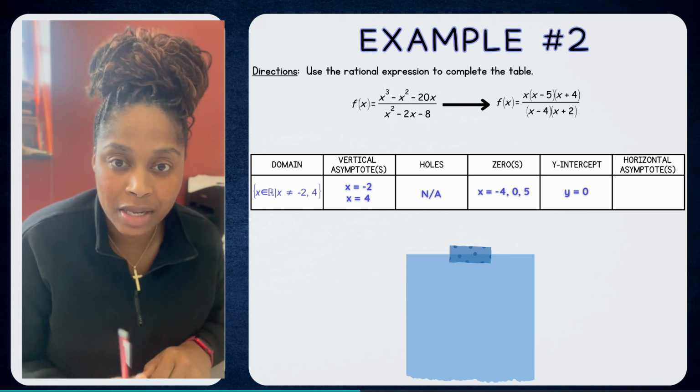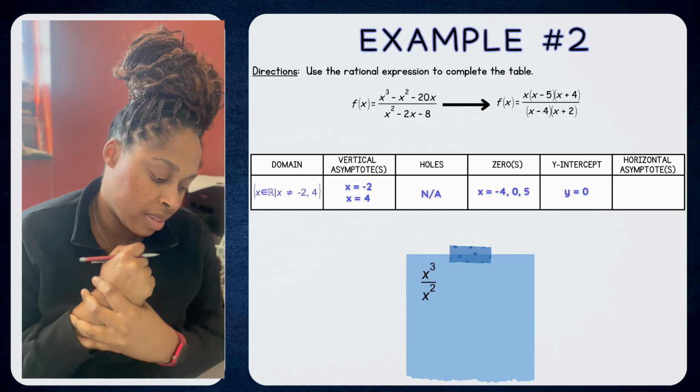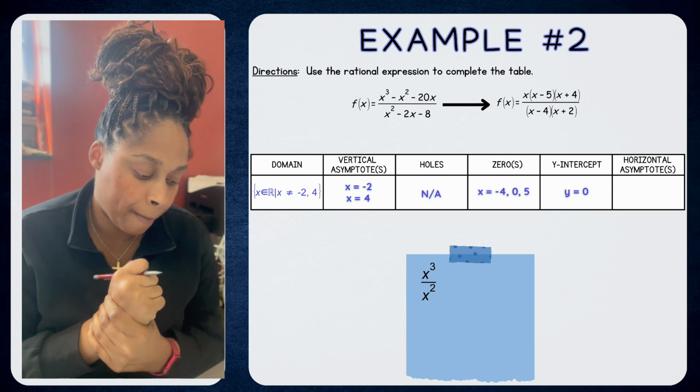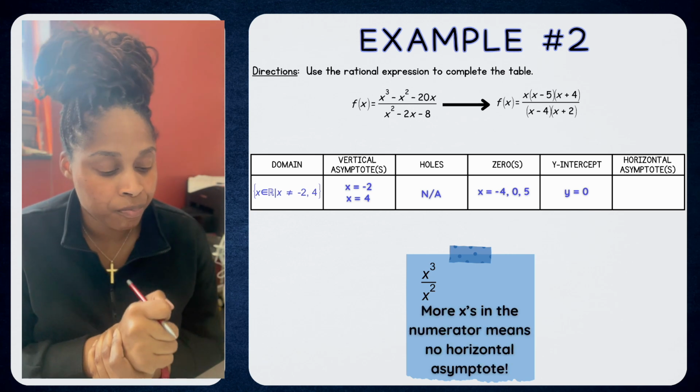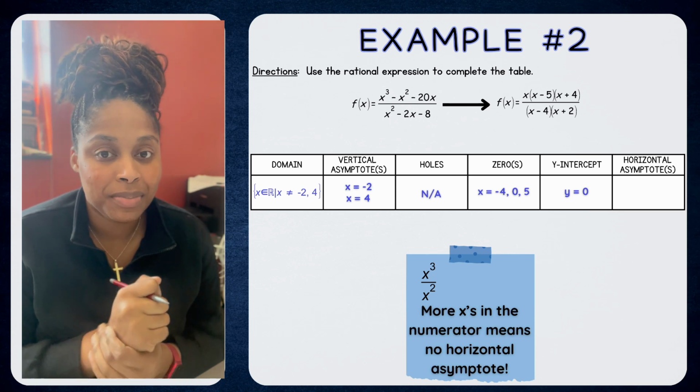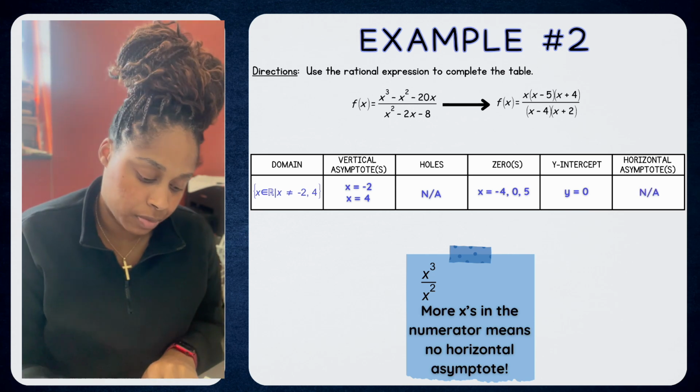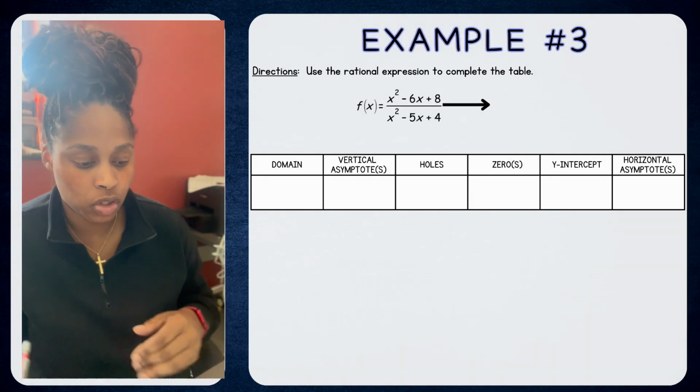And then for the horizontal asymptote, it does not need to be simplified. And we're looking at the leading terms. On the top, I have x to the third, and on the bottom, I have x to the second power. I have more x's at the top than I do at the bottom, which means there are not going to be any horizontal asymptotes. Okay, let's flip the page over.